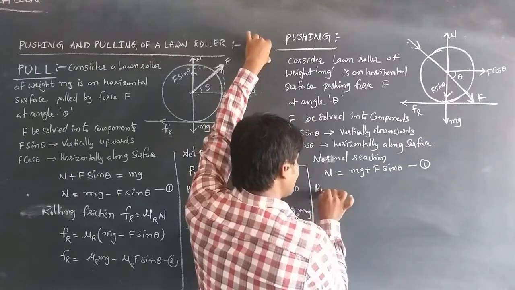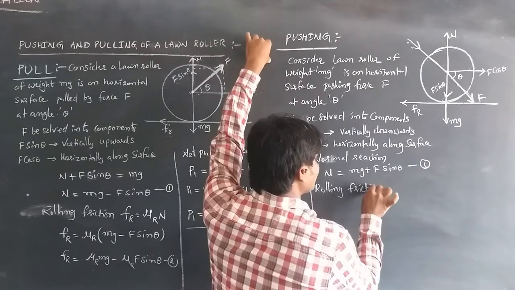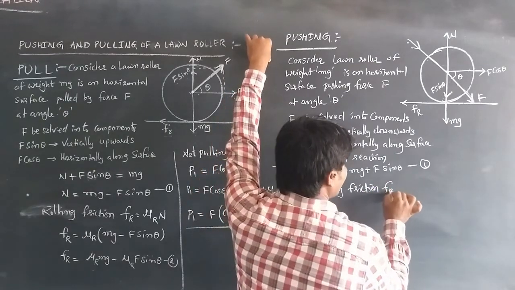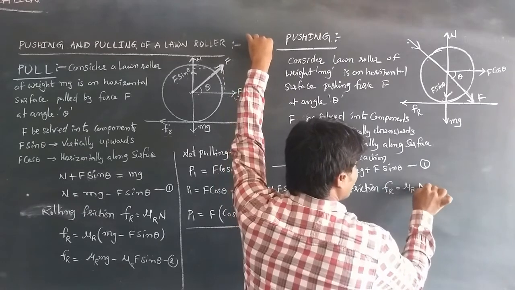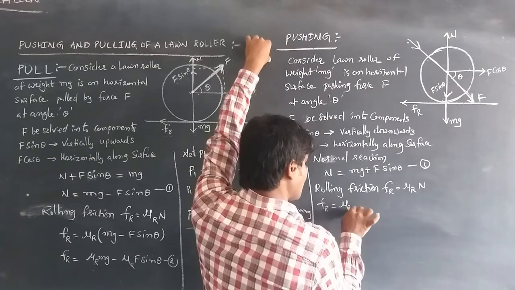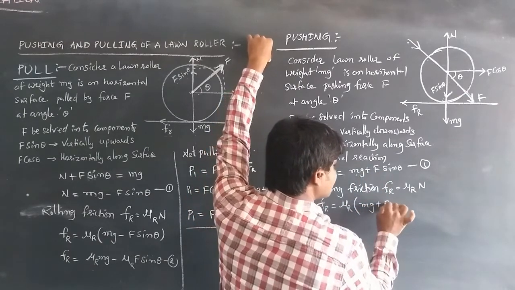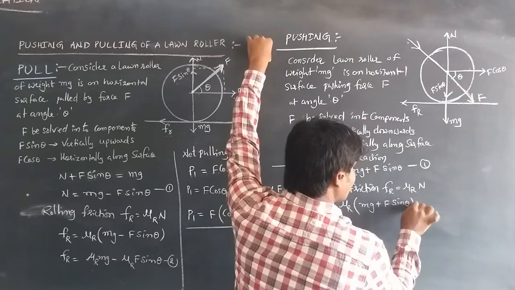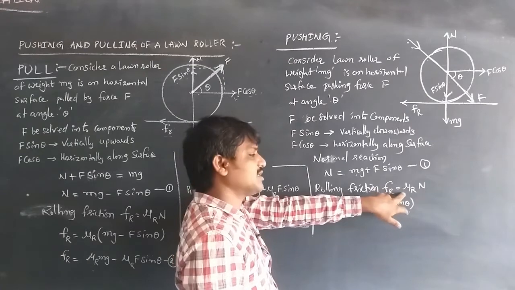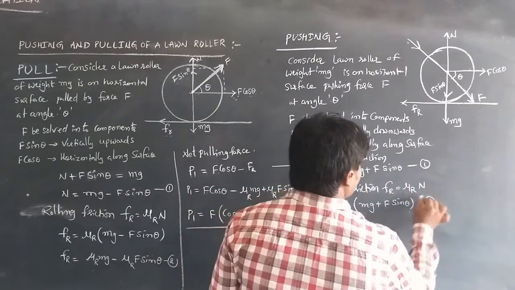From the rolling friction, because whenever we push or pull, the body will roll, so Fr is equal to mu r N. If we substitute equation number 1 into rolling friction Fr is equal to mu r into N, we get Fr is equal to mu r into (mg plus F sin theta). Consider this equation number 2.